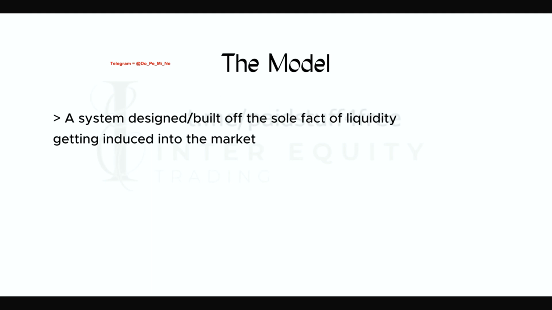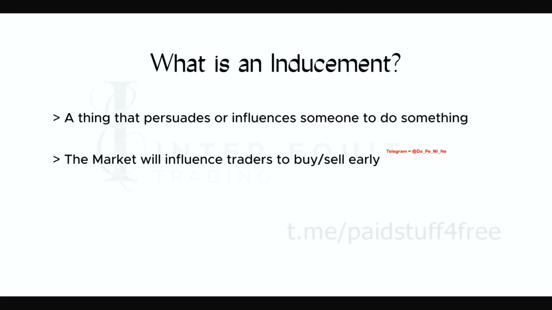Alright, so the Money Glitch model is a system designed and built off of the sole fact of liquidity getting induced into the market. Okay, so what is an inducement? Well, Google's definition is a thing that persuades or influences someone to do something. So what you'll see is that the market will influence people or traders to buy and sell. Okay, so the market will induce early buyers and sellers in the market. Alright, so the market runs off of liquidity. If it is insufficient to one side, the market will induce it just so we can continue moving in the correct direction.